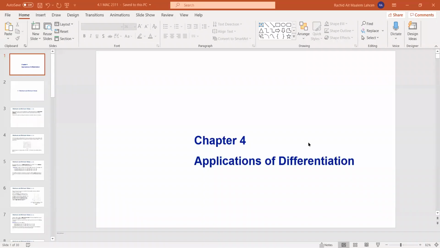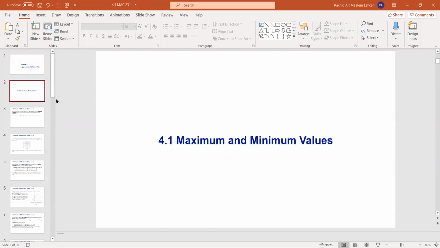Hi everybody, we'll continue the presentations in this course of Calculus 1. Now with chapter 4, application of differentiation. And the first section is about the maximum and minimum values.